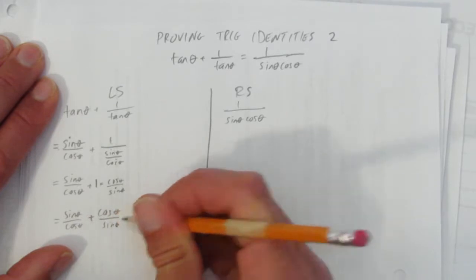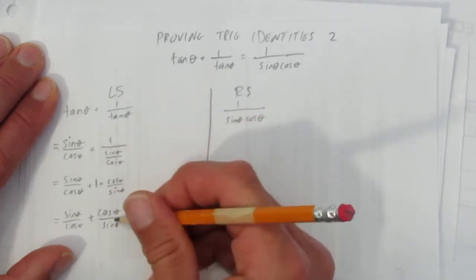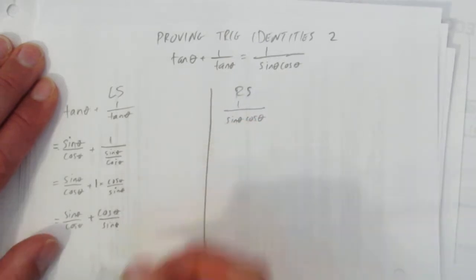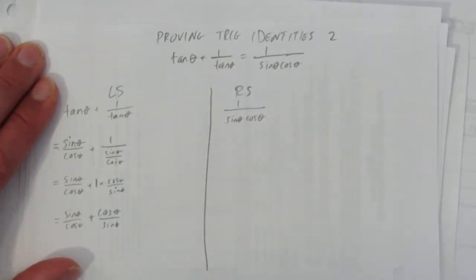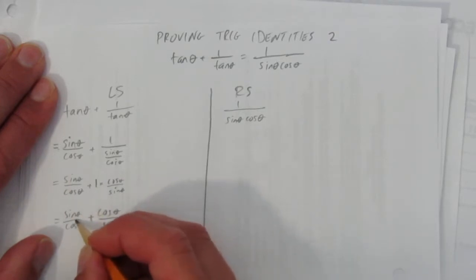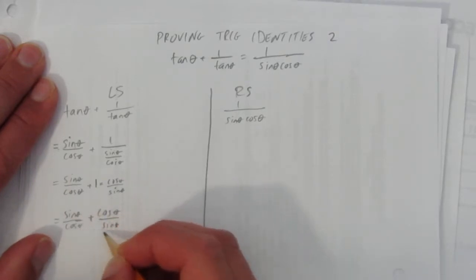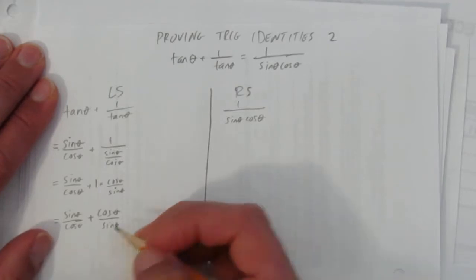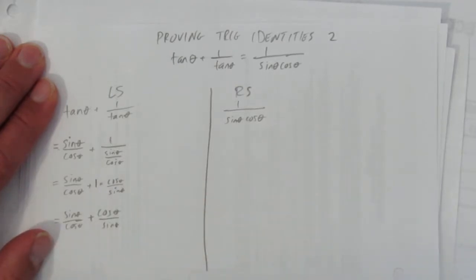Take a moment, can you see how to go right from here to here? 1 divided by sine theta cos theta is just cos over sine. But we're not done yet. Since I've got cos theta for the first fraction and sine theta for the second fraction, I want to do common denominator. What's my common denominator going to be? I'm going to want a sine and a cosine on the bottom of both fractions.